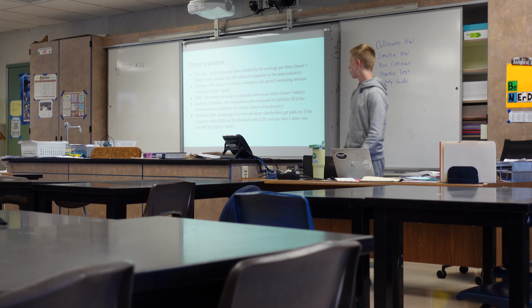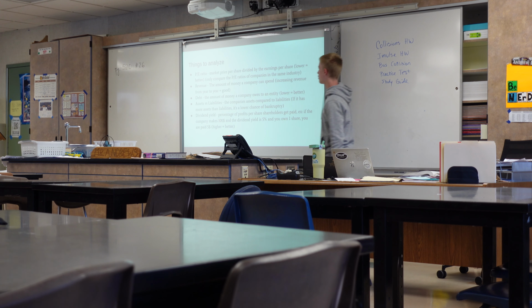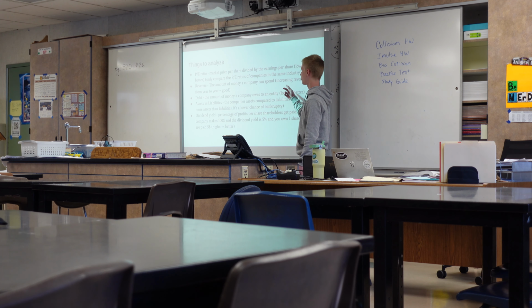So these are the things that we're going to be analyzing. Usually, big hedge funds, when they pick a company to invest in, they use the discounted cash flow method, which finds the intrinsic value of a company. But for us, we're just going to do a simple analysis. So we're going to analyze the PE ratio, the revenue, the debt, assets versus liabilities, and dividend yield. Do you guys know what these are?